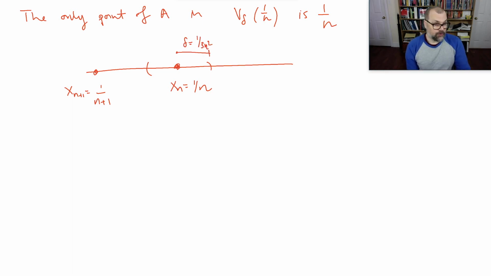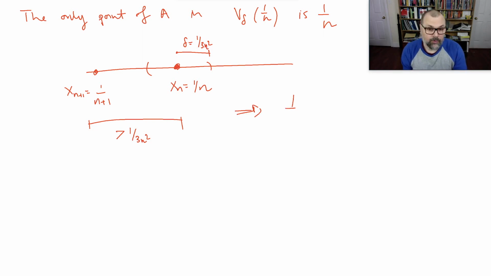And what we've shown in the previous slide is that the difference between xn plus 1 and xn is greater than 1 over 3n squared. That means there cannot be another point in A in every neighborhood around the point 1 over n. So what this means is that 1 over n is not a limit point of A. So we've eliminated every point of A as a potential limit point of A. What are we left with?